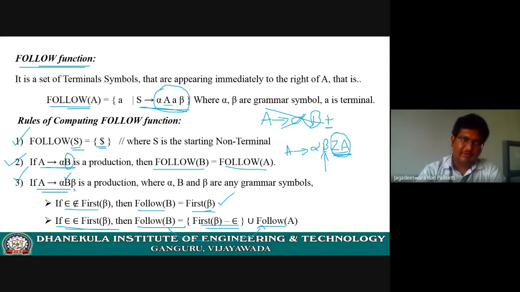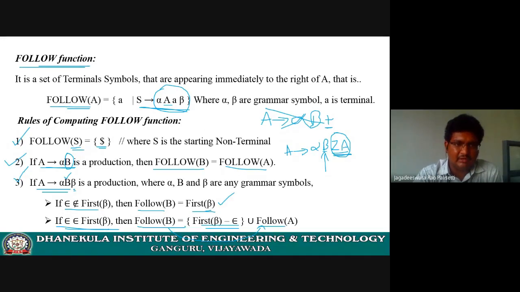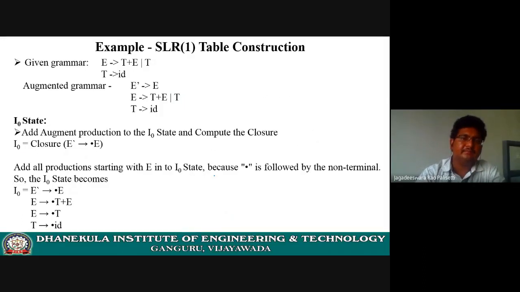Because the follow function we are now using in SLR. Am I clear? So please remember the rules we have in the follow function, and of course in the first function also. Because in the third step of the follow function, you need to compute the first function for something. If there is epsilon, we do something; if there is no epsilon, we do something else. So the follow function also requires the first function. So in SLR, we require the first function as well as the follow function.